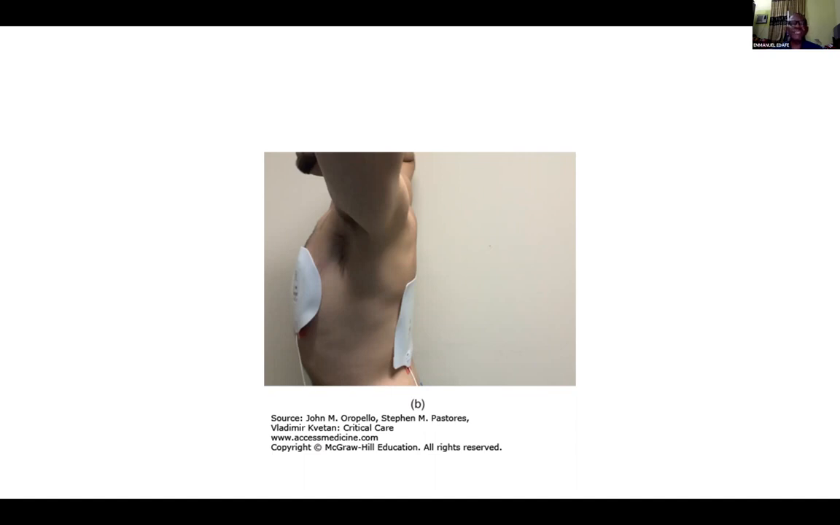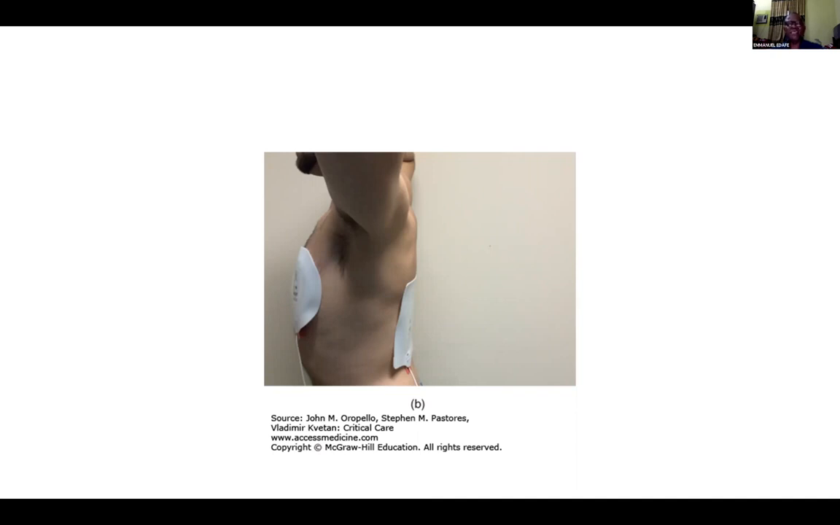Suffice it to say that if you are using a biphasic defibrillator, the energy is smaller compared to a monophasic. Two, the energy is mainly between the two pads. That is where the energy mainly stays and travels along.